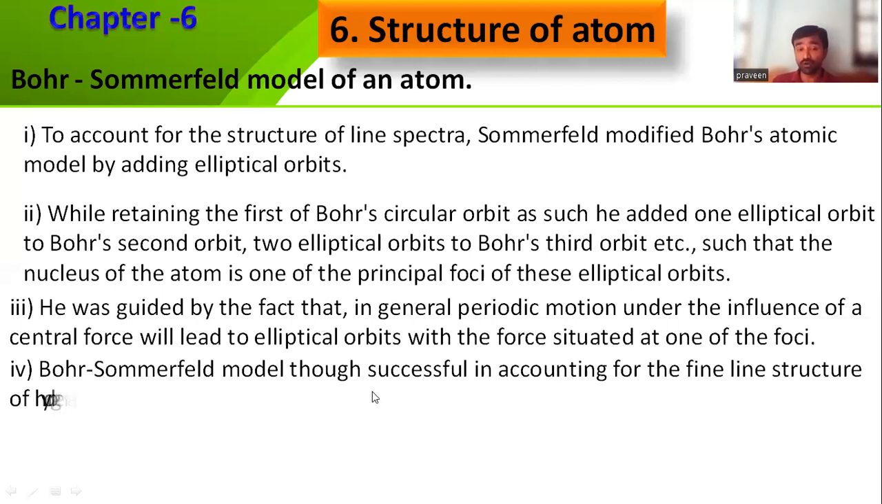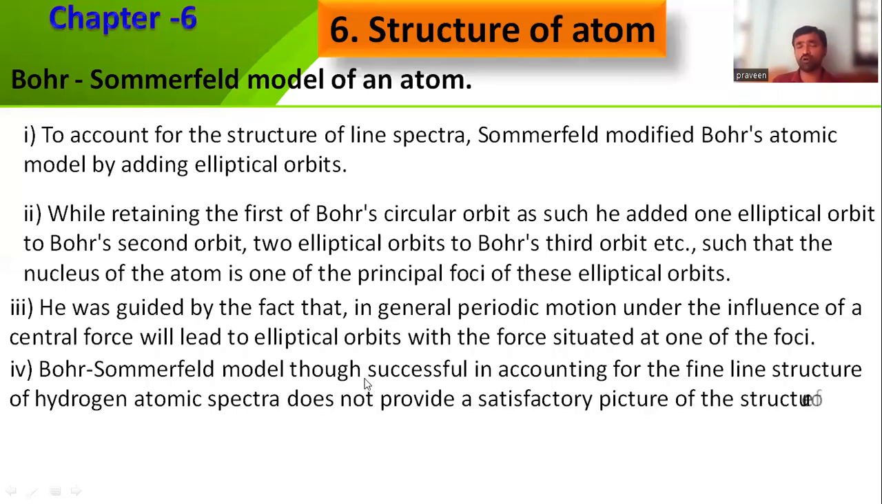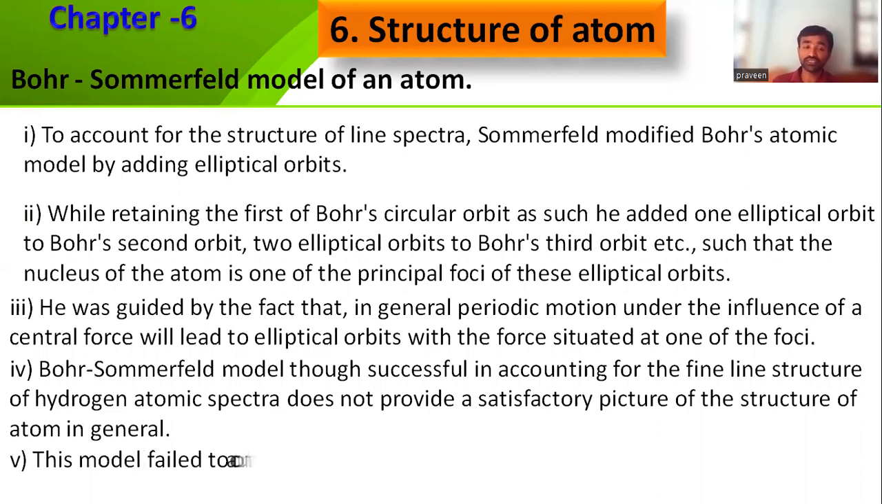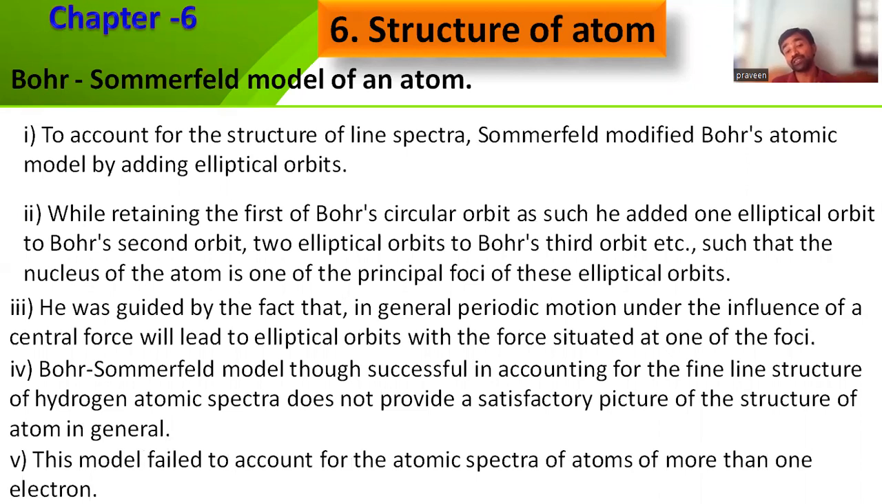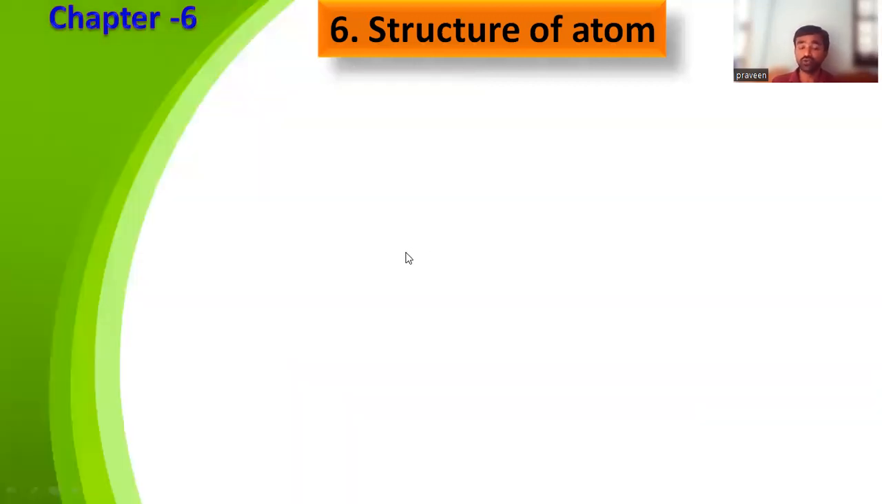The Bohr-Sommerfeld model is considered a successful model in giving satisfactory information about the hydrogen spectrum only. But for an atom with more than one electron, it also does not give a satisfactory explanation. It fails to explain the atomic spectra of atoms with more than one electron. We can draw the diagram for the Bohr-Sommerfeld model.